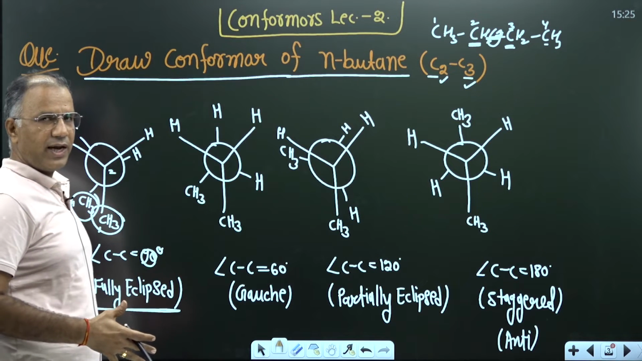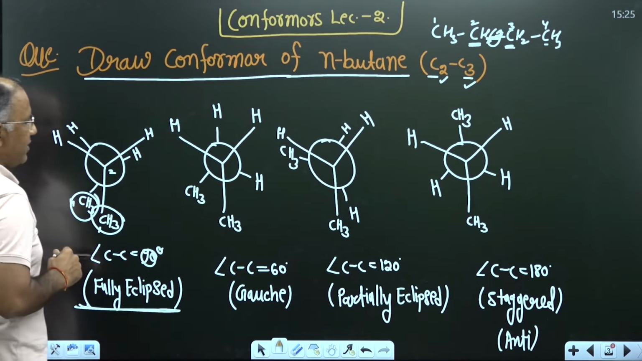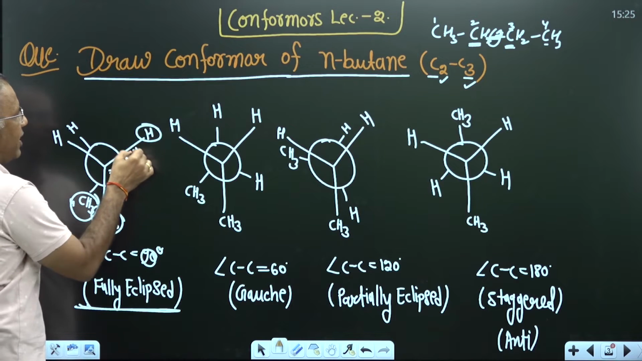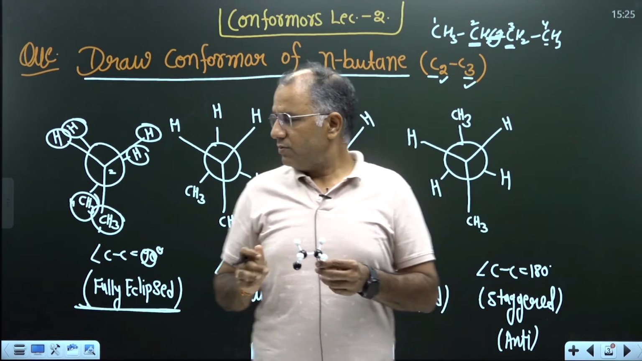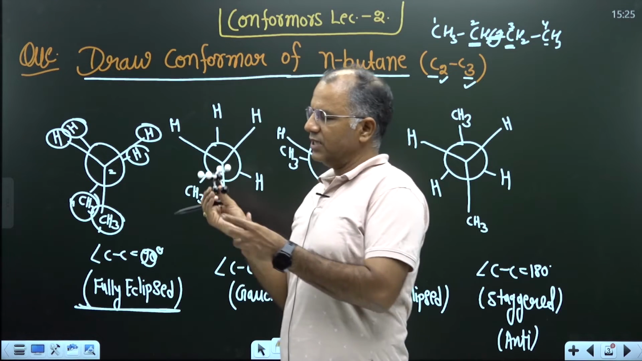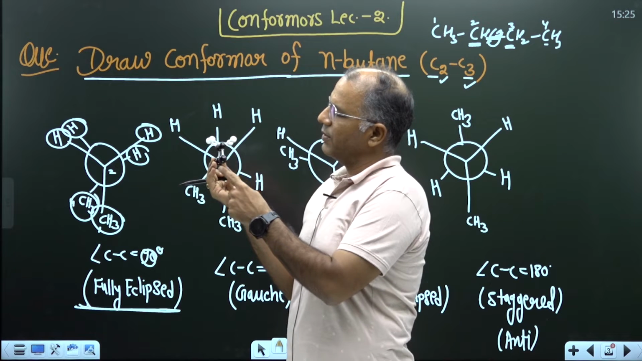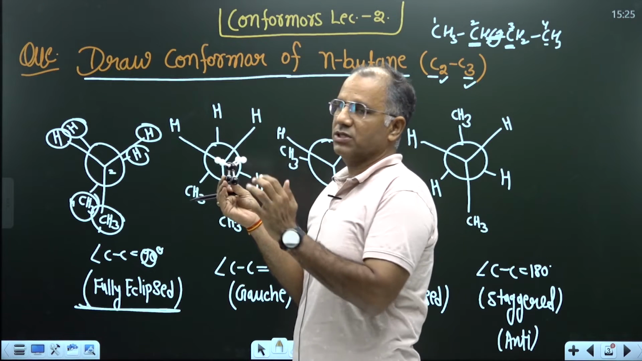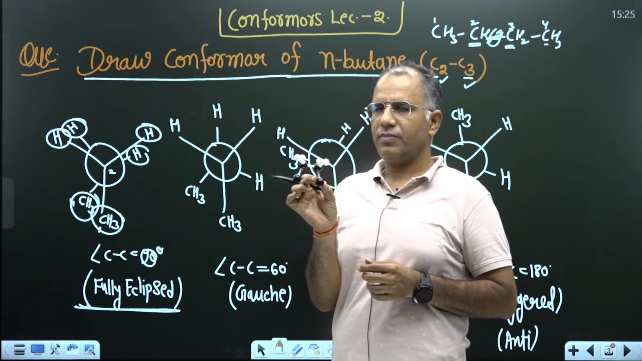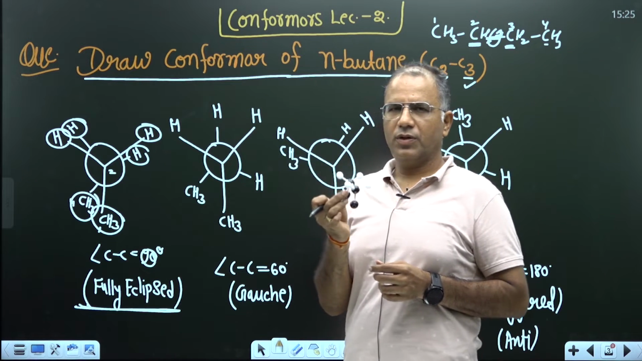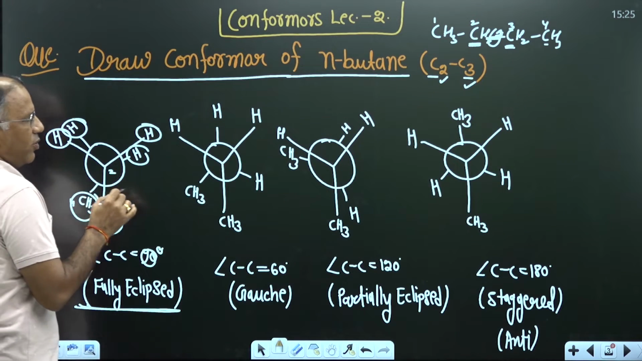Now, why is it known as fully eclipsed? Because this methyl is completely hidden by the other methyl. This is fully eclipsed. Similarly, hydrogen eclipses hydrogen. Now, I can show you fully eclipsed with this model. This represents fully eclipsed. This H is parallel to this, this carbon is parallel to this, and this hydrogen is parallel to this. You can zoom the screen and watch this fully eclipsed form. Got it?